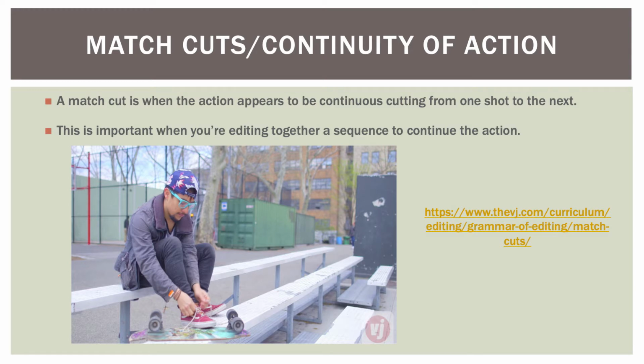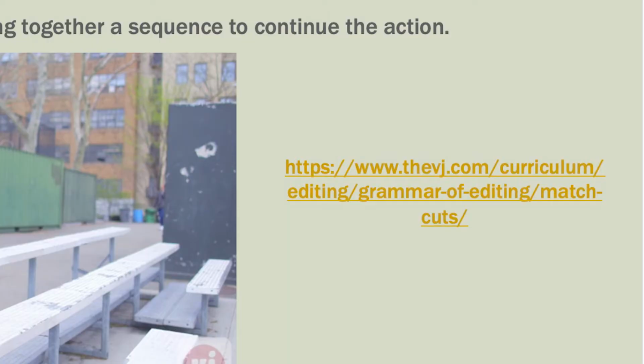So what is that? Okay. A match cut is when the action appears to be continuous, cutting from one shot to the next. And this is super important when you're editing together a sequence to continue the action. Now, for the next part, I want you to look at this video that I'm about to send you. It's called The Grammar of Editing, Match Cuts. They did a really great job explaining what is a match cut with this guy tying his shoelaces. So please go watch that.